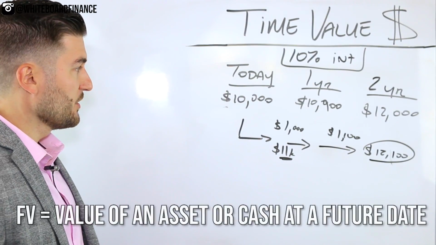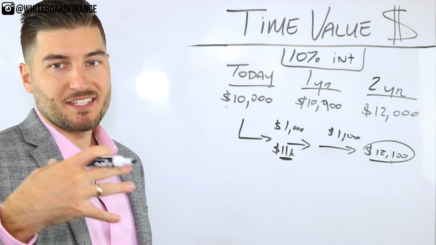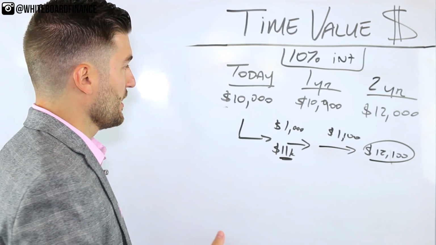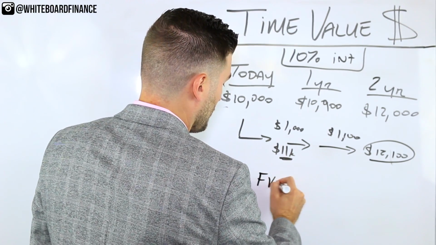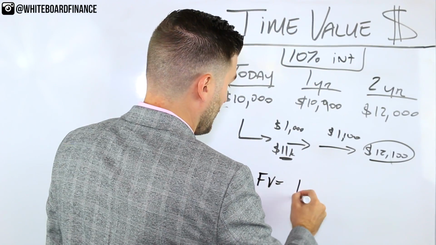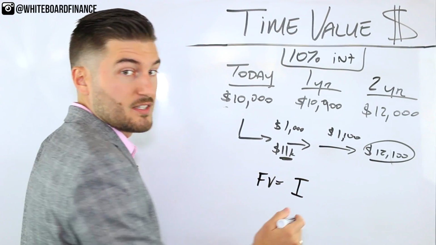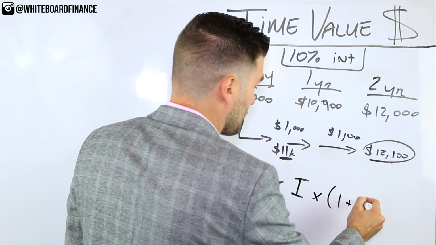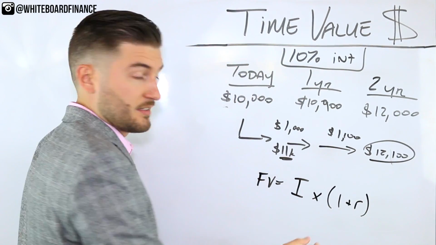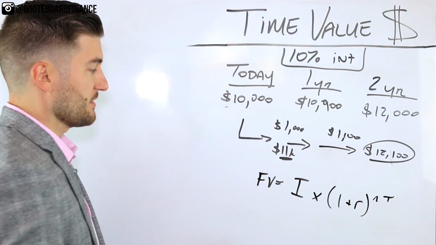So future value is basically figuring out the value of an asset or cash at a specific date in the future, okay? So say we're looking at this 10 grand. The formula is this. Future value equals the investment, so we'll call this I, times 1 plus R, the rate, to the power of T, the time periods, okay?